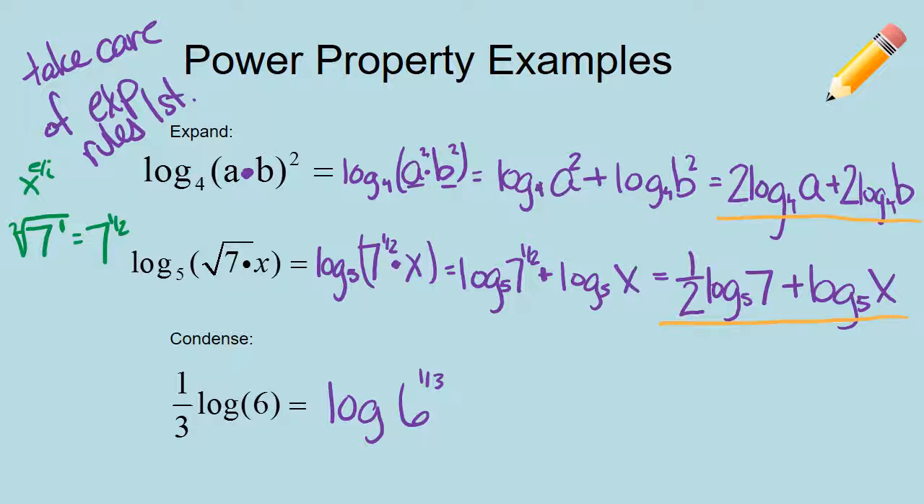If you can simplify 6 to the 1/3, well, you can. If you went from radicals to exponents, then you got to go exponents to radicals for condensing. Remember the shortcut, e over i, exponent over index. Now, if you can actually reduce that, please do so, but 6 is not a perfect cube, so I can't take it any further. So that would be my final log.